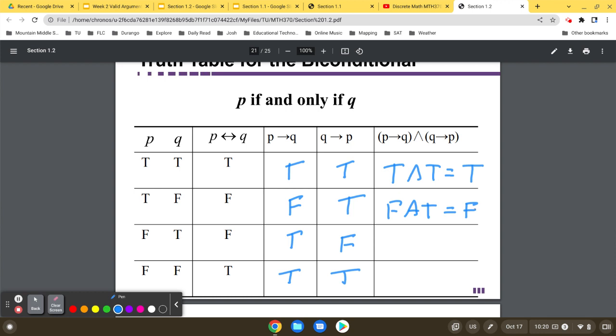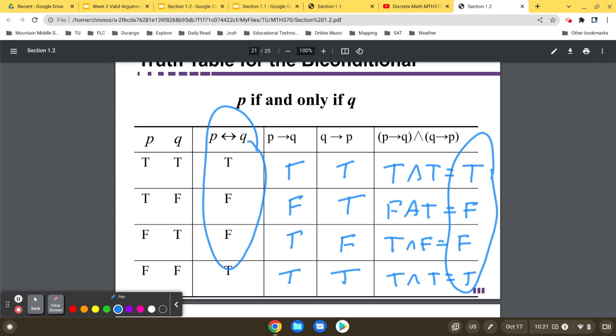Not supposed to be an A, right? There's supposed to be a hat. A true and a false will give me a false. And a true gives me a true. So what we just did is a little proof to show why those have those values.